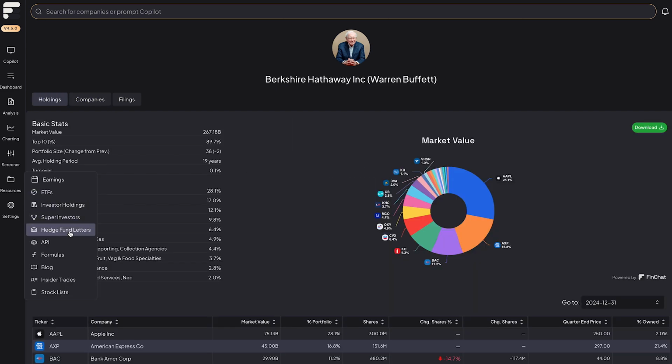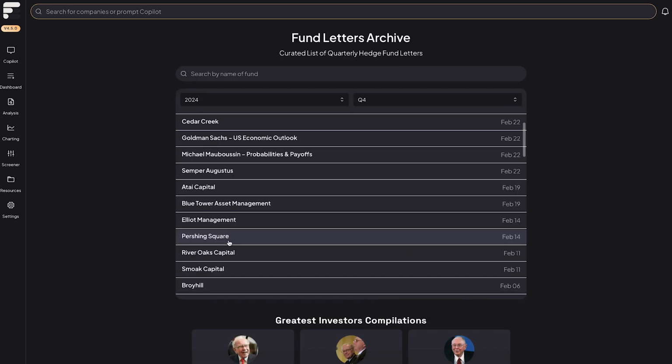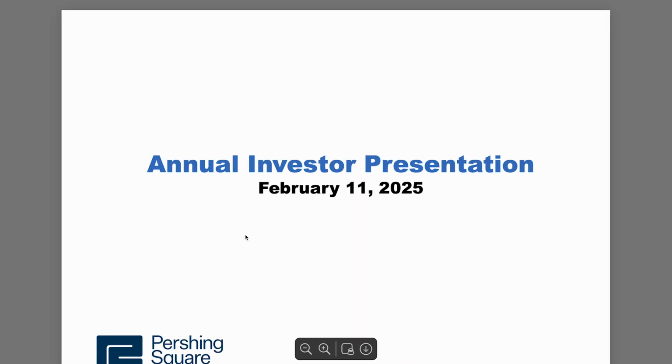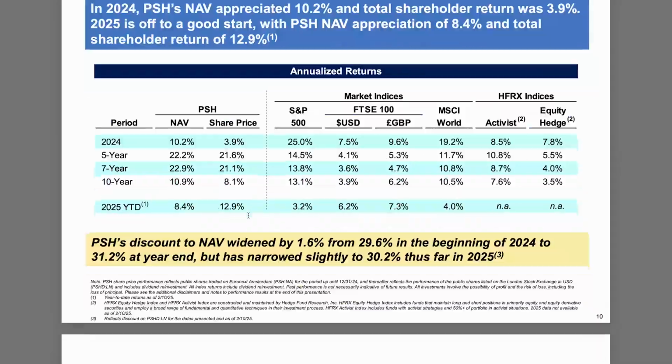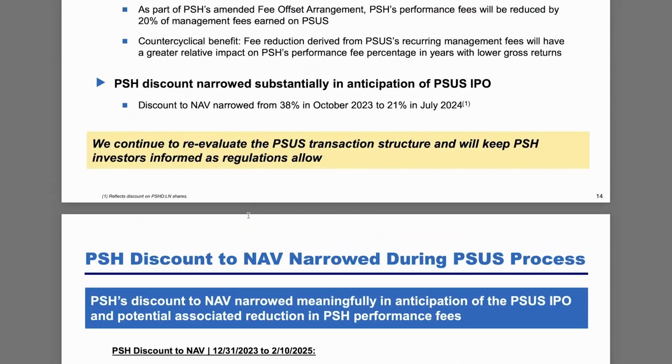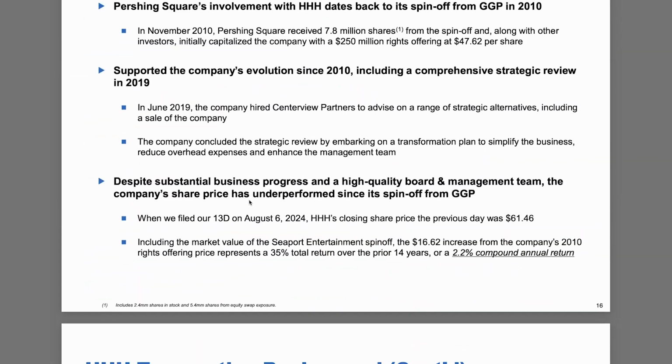The next thing, you've also got hedge fund letters. For example, Bill Ackman's Pershing Square. I can click on this and it will open their presentation that they had. And I can scroll through, I can look through whatever I want, but for the sake of the video, I'm not going to do that. So I'm going to cross this off.